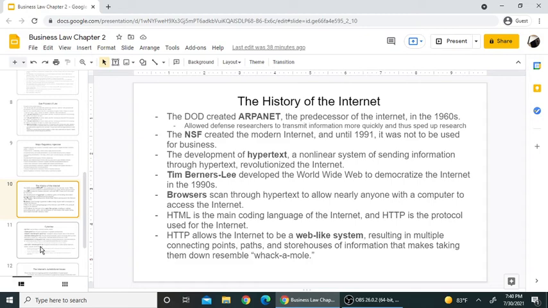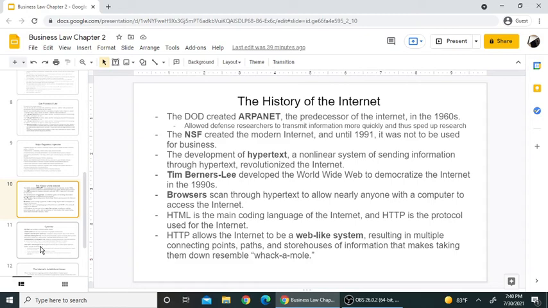There's no one single individual or company or institution or organization that controls the entire internet. So once a certain thing is on the internet, it's very, very likely that the information will just quickly spread. It'll be on various computers, various connecting points, paths, storehouses of information, and so it's almost impossible to take it down.